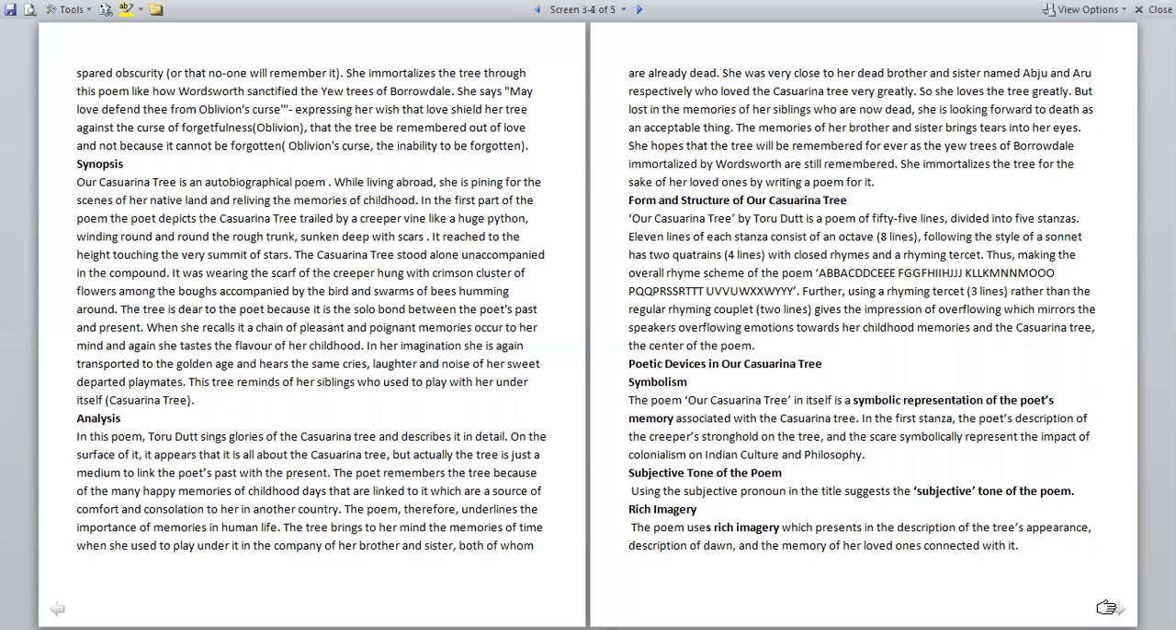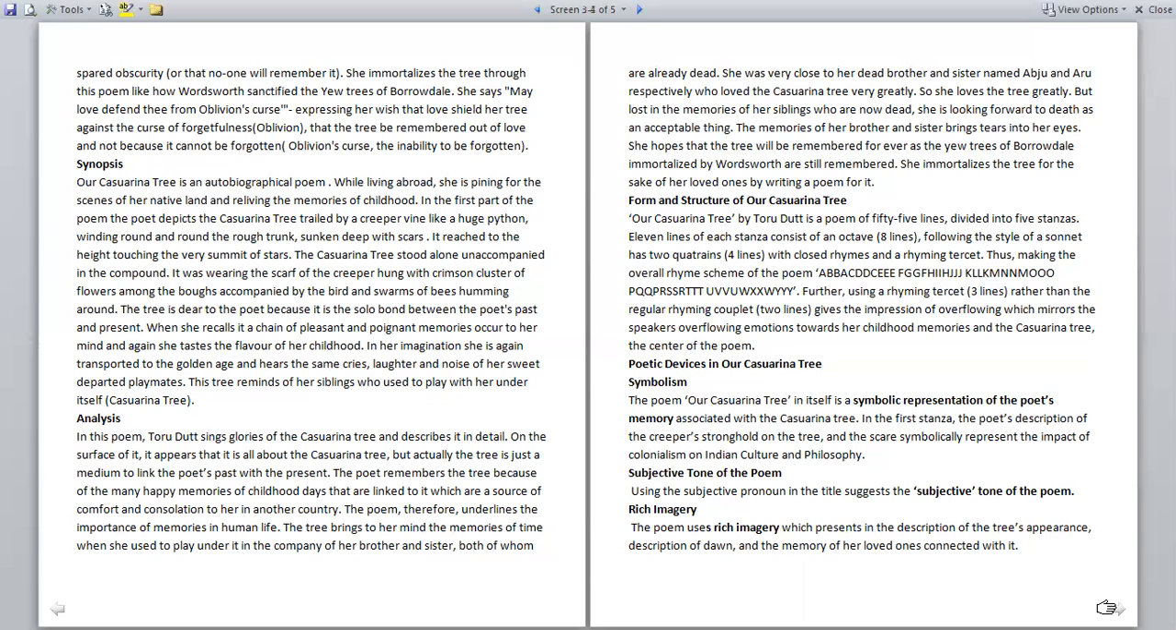Now, the synopsis. Our Casuarina Tree is an autobiographical poem. While living abroad, she is pining for the scenes of her native land and reliving the memories of childhood. In the first part of the poem, the poet depicts the Casuarina tree trailed by a creeper vine like a huge python winding round and round the rough trunk sunken deep with scars. It reached to the height touching the very summit of stars. The Casuarina tree stood alone, unaccompanied in the compound. It was wearing the scarf of the creeper hung with crimson clusters of flowers among the boughs, accompanied by the birds and swarms of bees humming around.